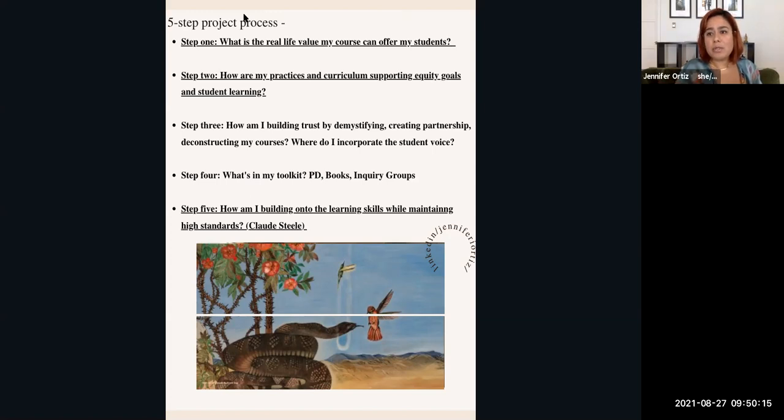We found 500 more graves. We found 1,000 more graves, and it's been really difficult. And so the real life value that my course can offer students is an opportunity not only to collect more knowledge, but also contextualize it in something that's happening in our world today.